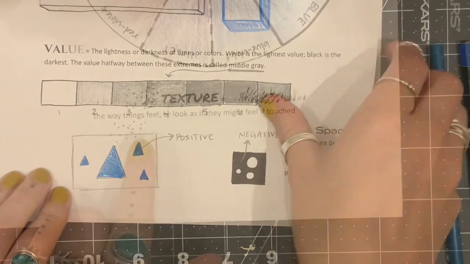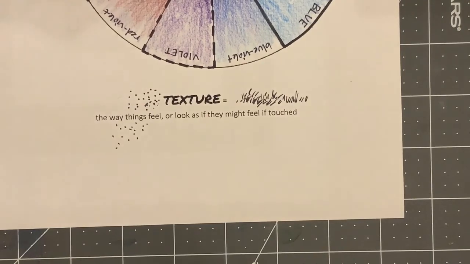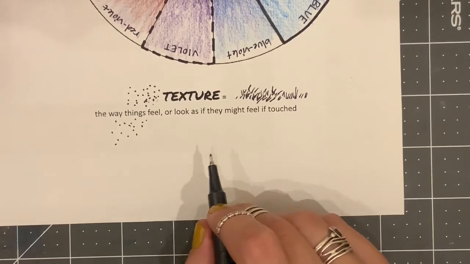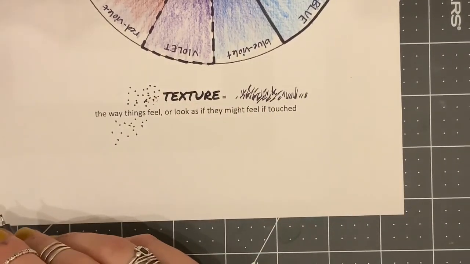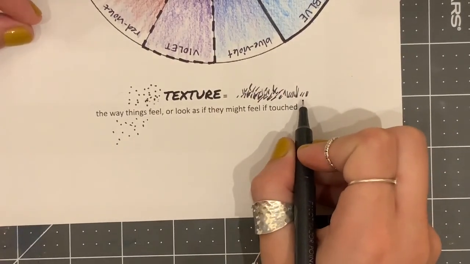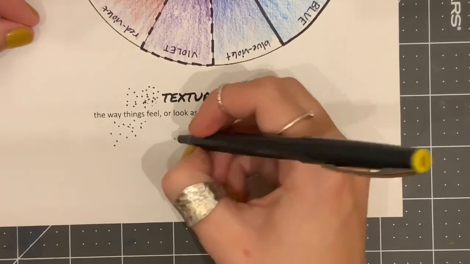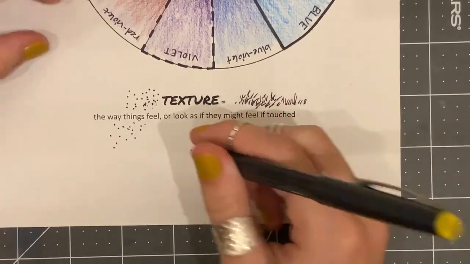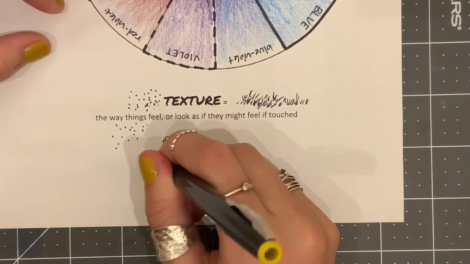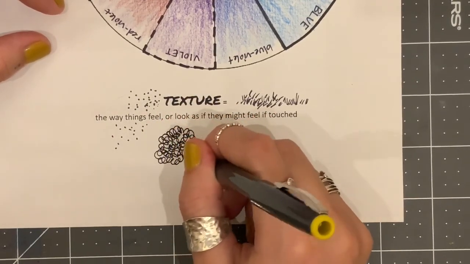Okay, so that's space. So texture is the way things feel or look as if they might feel when touched. So I started to create some different textures on here, but what I like to do is think about the different types of lines that you can make and then create a texture from that. So you can see here I started using different types of lines, and it almost creates a grass texture or hair or fur. If I wanted to create a texture that's more squiggly, I could use lines like this. Creates this idea of fluff. That would be a texture.